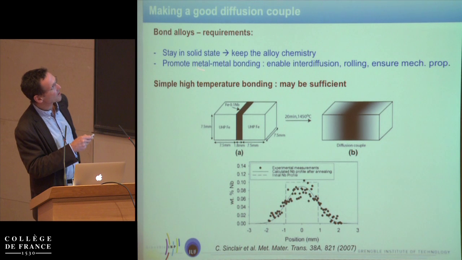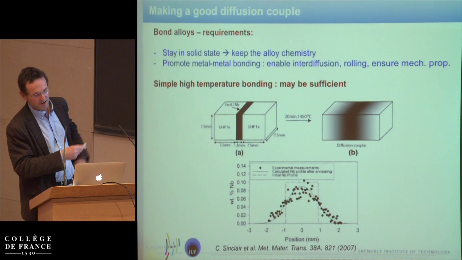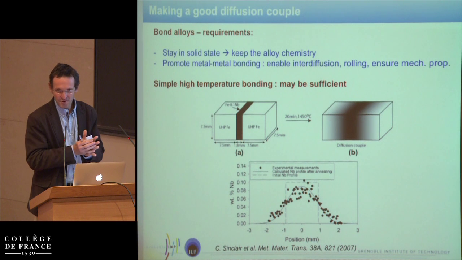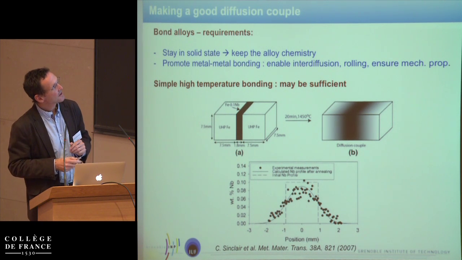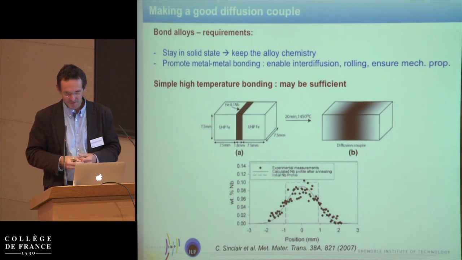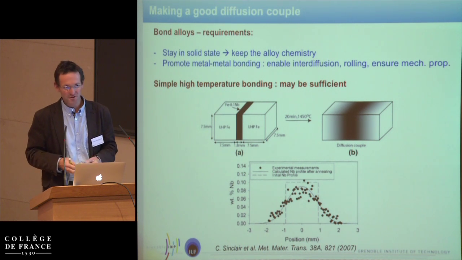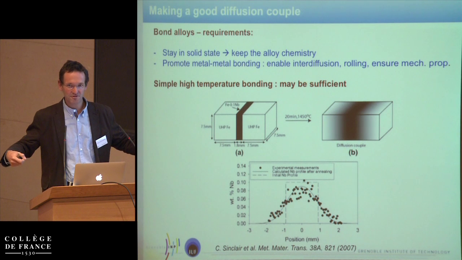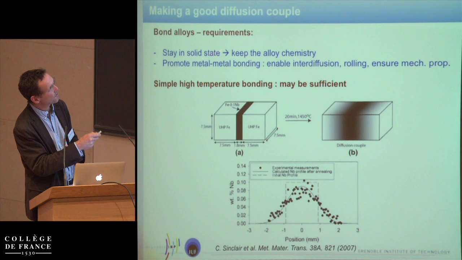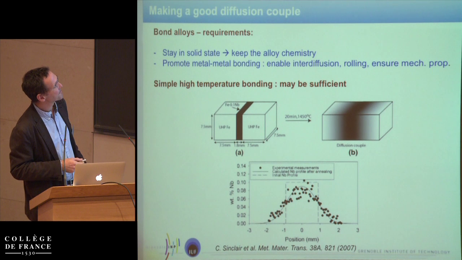Then it's good, well, it's not always possible, but it's good usually to promote metal-metal bonding between the two alloys and not to have the interface, which is not always of very good quality, with oxides and so on, because it's better for interdiffusion. And then if you want to do some mechanical loading of your diffusion couple, it makes things much easier. You can roll it to get a longer diffusion distance. You can test it and so on. And that is not always possible, depending on the methodology and the alloys that you're looking at.